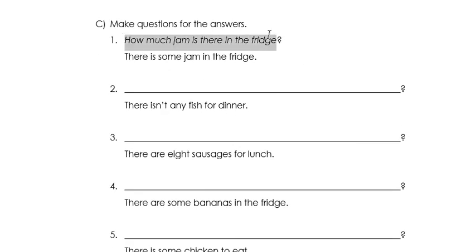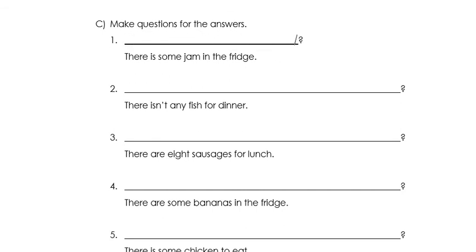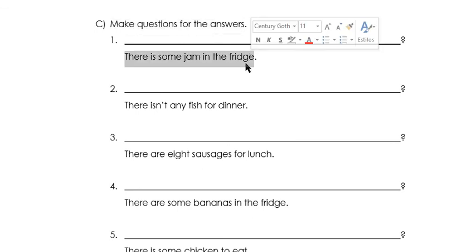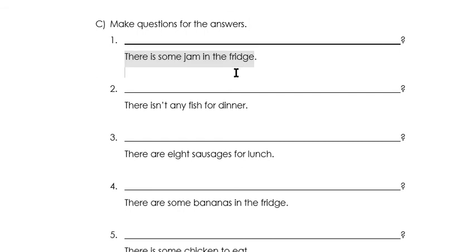Activity C. In activity C, you have to write. Ya vieron una de las preguntas, pero la vamos a hacer igual. In activity C, you have to make questions for the answers. Van a hacer preguntas para las respuestas, ¿ok? Entonces, there is some jam in the fridge. Hay algo de mermelada en la heladera. Yo tengo que preguntar, ¿cuánta mermelada hay en la heladera?